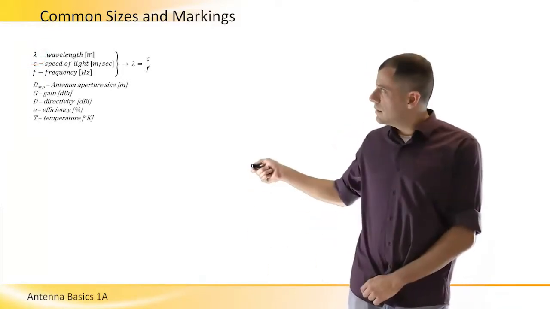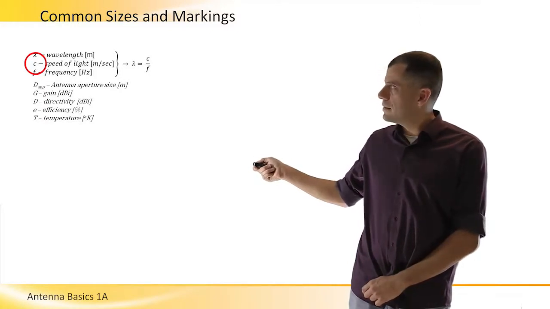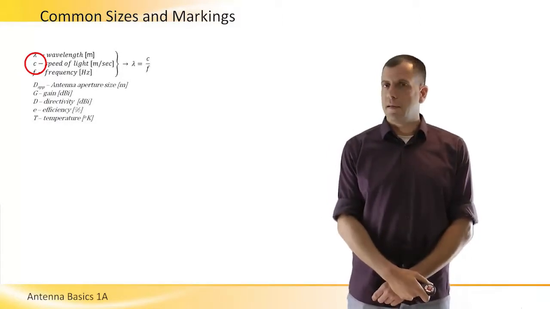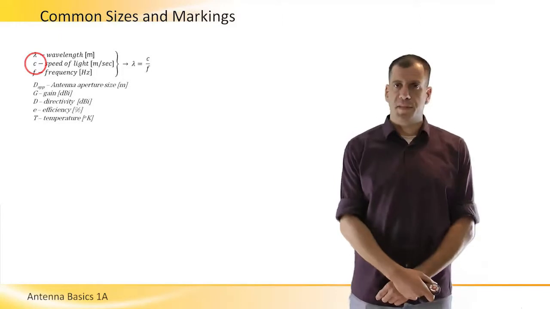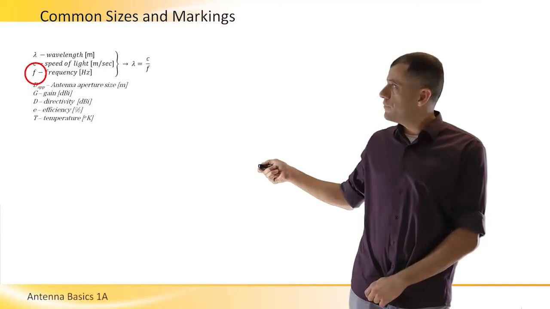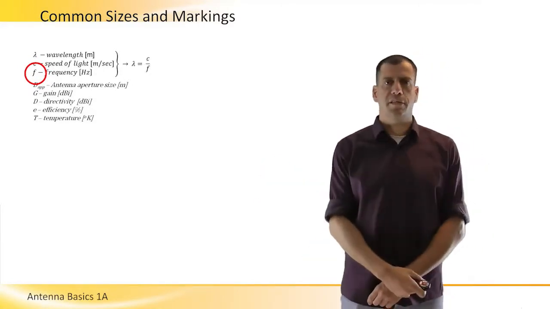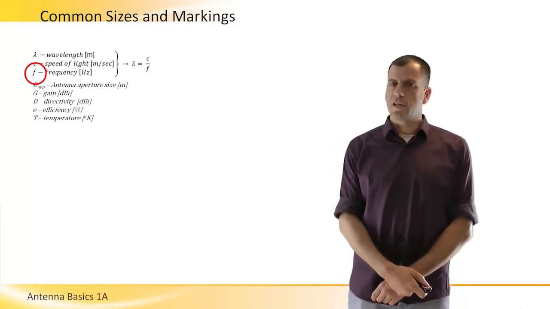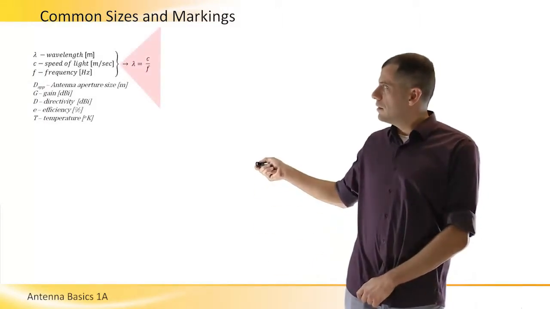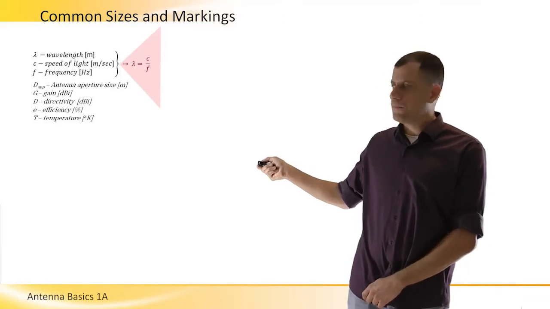The other term is the speed of light, which is marked by the letter C. The speed of light will be measured in units of meters per second. The third term here is the frequency. The frequency is marked by the letter F. The unit for frequency is hertz, of course. And the connection between those three sizes is that the wavelength equals the speed of light divided by the frequency.